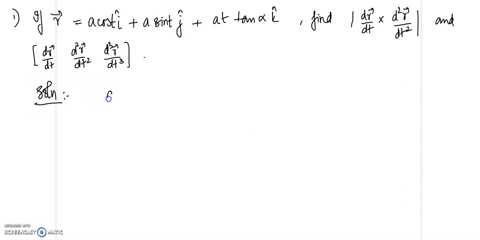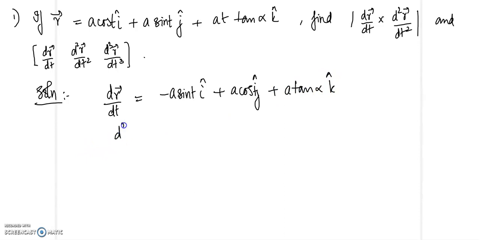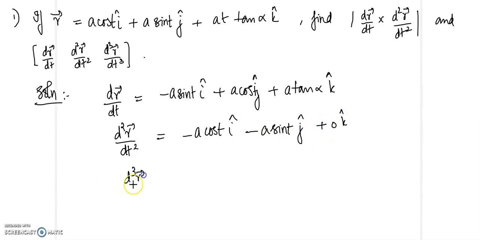Okay. So dr by dt will be equal to minus a sin t i plus a cos t j plus a tan alpha k, and d square r by dt square will be again minus a cos t i minus a sin t j, so this will be 0 k. And d cube r by dt cube will be equal to, cos t derivative, minus sin t derivative, so a sin t i minus a cos t j. So these are going to be the derivatives, dr by dt, then d square r by dt square, and d cube r by dt cube.